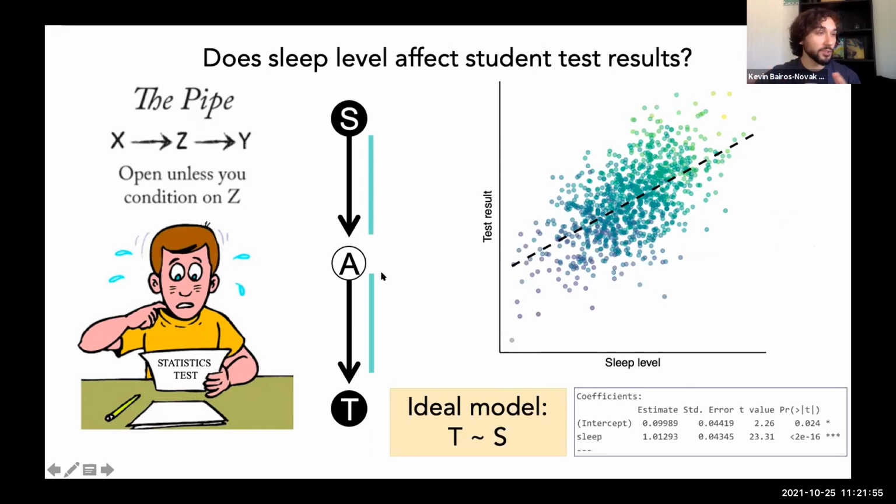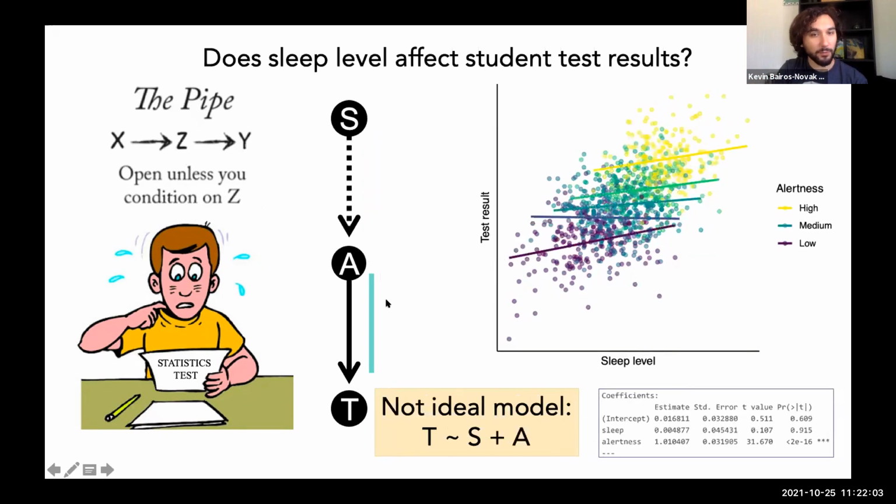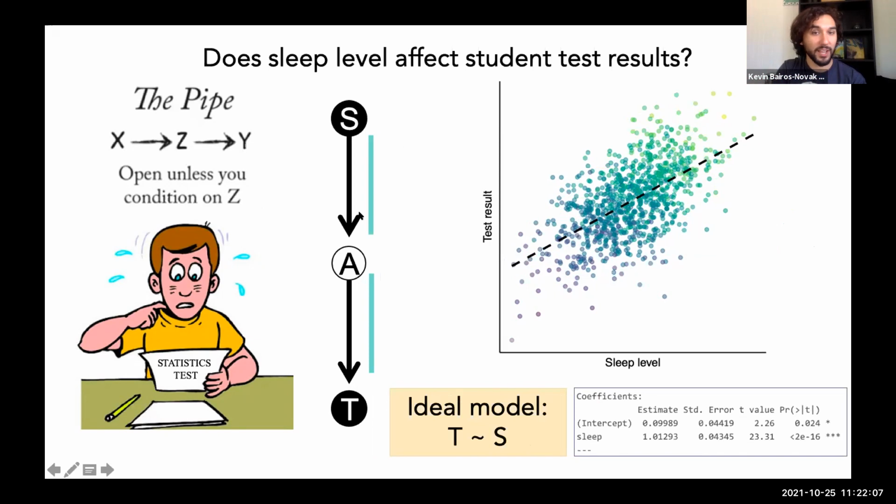So just by doing this causal diagram, I hope you can appreciate that now we see where we went wrong. We see that the pipe is open until you condition upon it. So by conditioning upon it, we're blocking the effect of sleep on test results. So we have to leave it open to see that effect. That's one of the things about a pipe: you really have to make sure that you're leaving it all open. And then we can clearly see that sleep level affects test results if we just ignore the fact that alertness is also related to it.